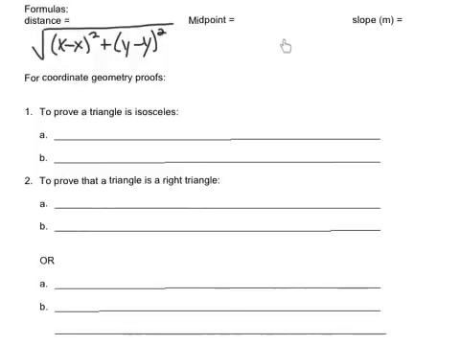The midpoint is the average of the two values. So we take our x's and we add them up and divide by 2. We take our y's and add them up and divide by 2, and that gives us a coordinate.